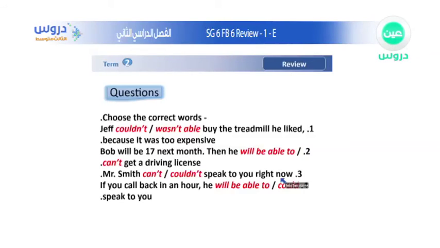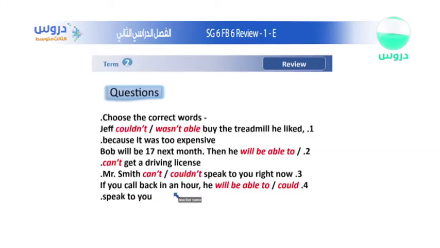So, yes, it is present now. So with the present, we use can't or couldn't. Can't or couldn't. Good job for you. Can't. Of course, can't. Good job for you.